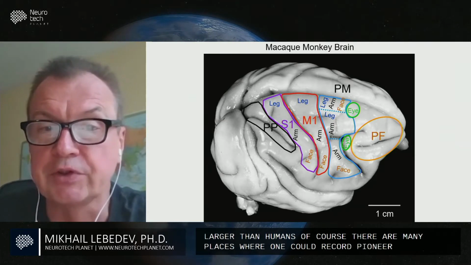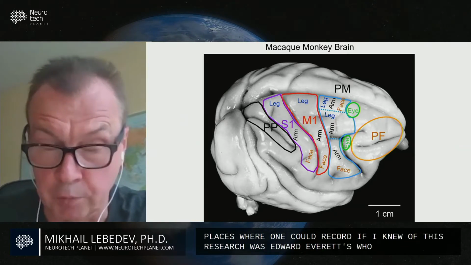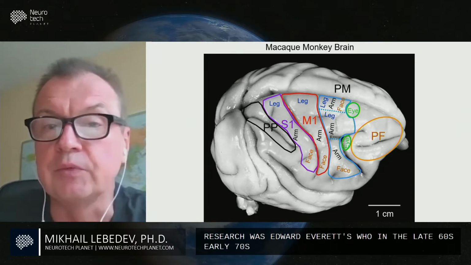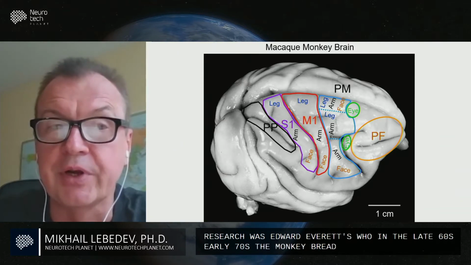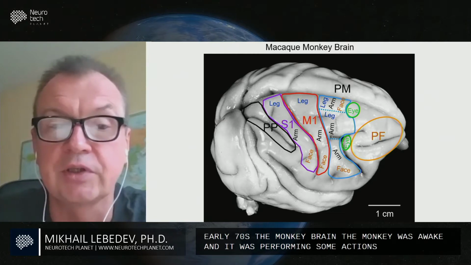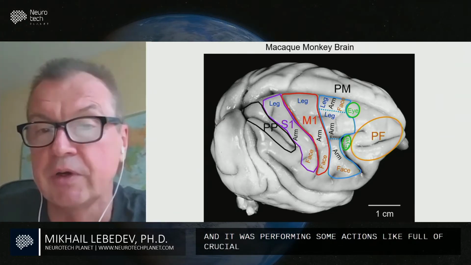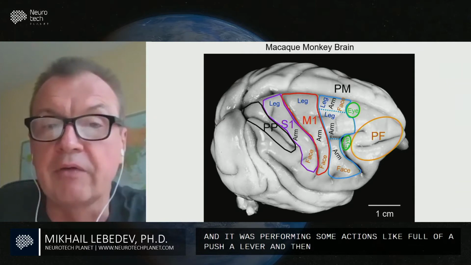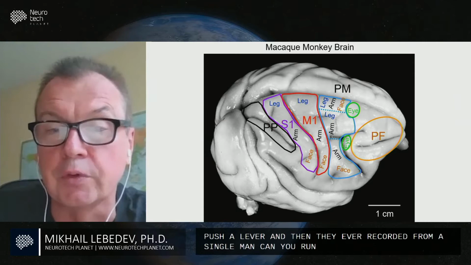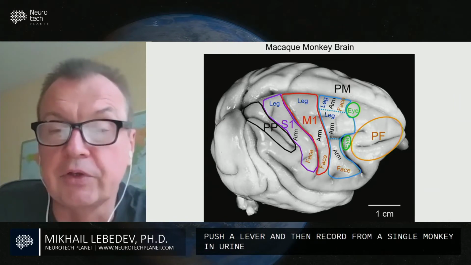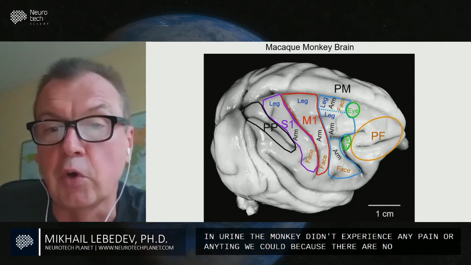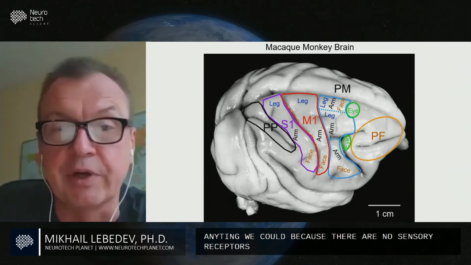And the pioneer of this research was Edward Evarts, who in the late 60s, early 70s, inserted an electrode in the monkey brain. The monkey was awake, and it was performing some actions like pull or push a lever. And then Evarts would record from a single monkey neuron. The monkey didn't experience any pain or anything because there are no sensory receptors in the brain.